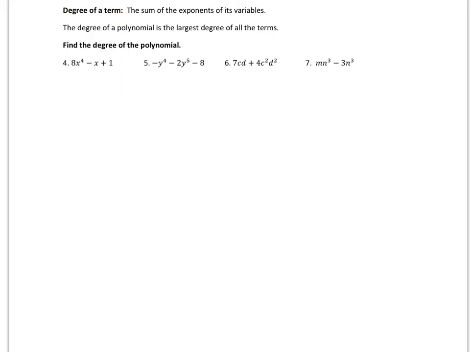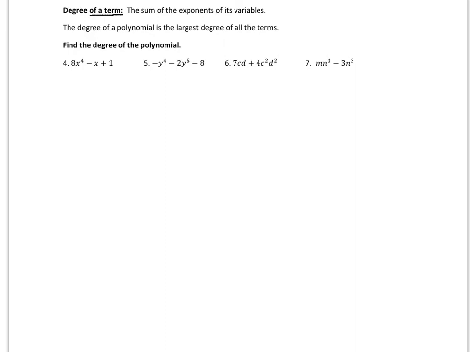Degree of a term: the sum of the exponents of its variables. Now, notice how it says of a term, meaning one individual piece of the polynomial. It says the degree of a polynomial is the largest degree of all the terms. So how many possible degrees can a polynomial have? 1. Okay? So let's take a look at the first example here.